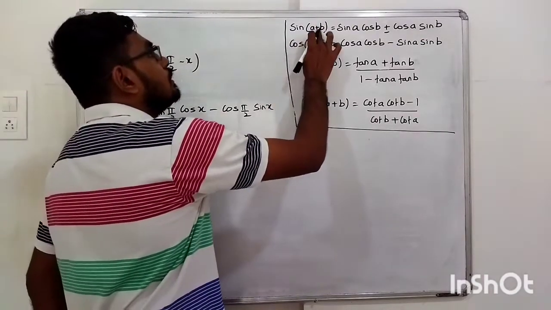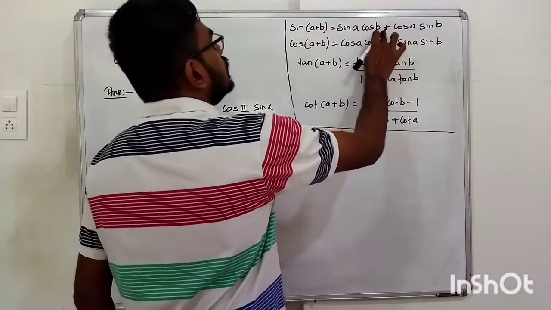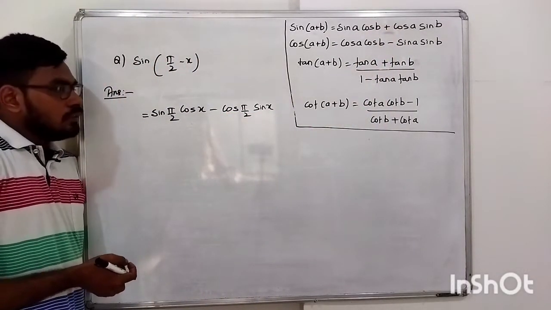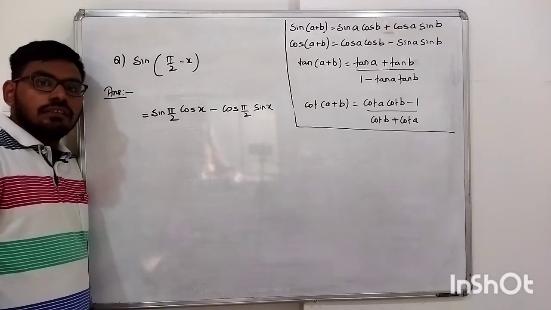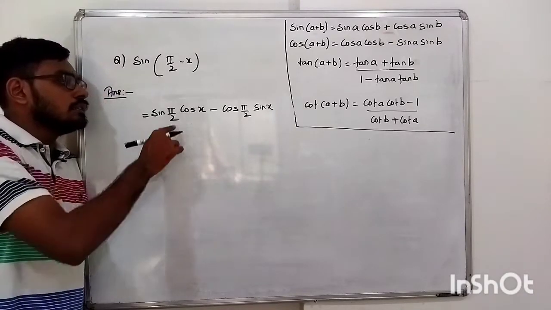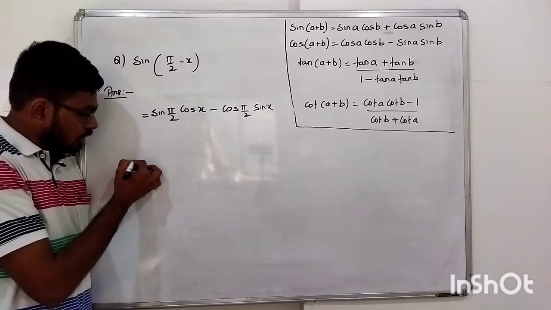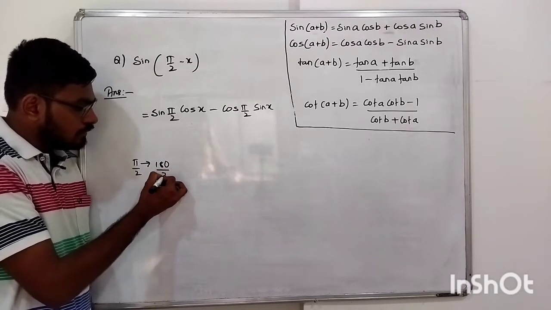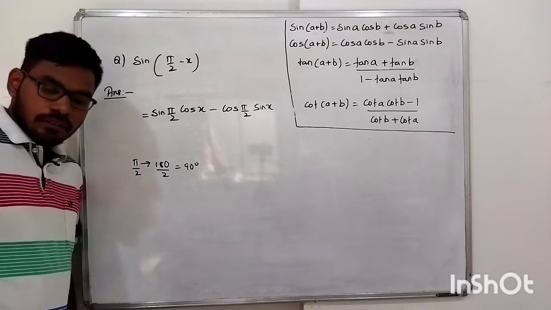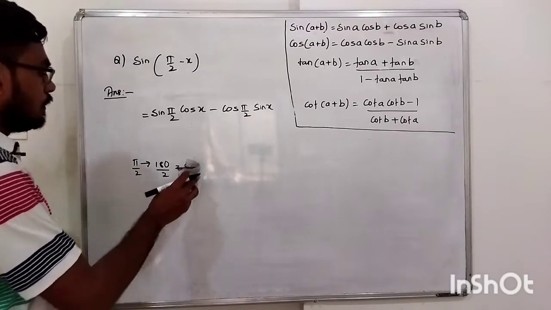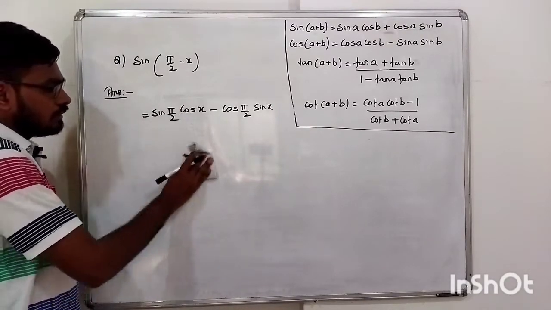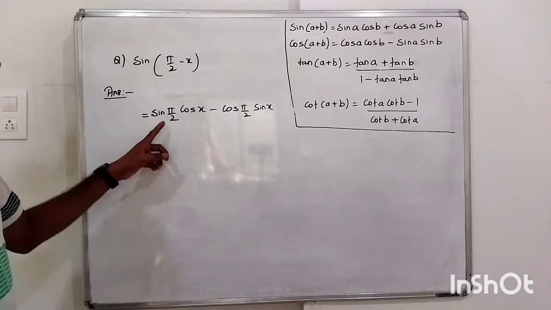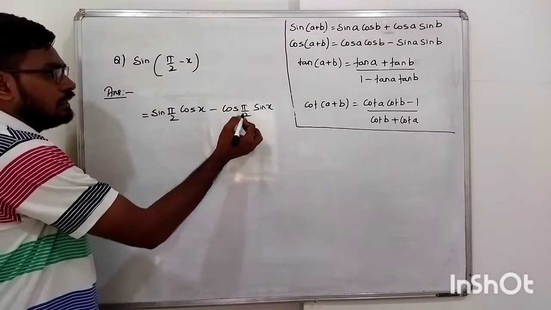Just remember, if you want to convert degrees to radians or radians to degrees, and you don't know what this angle is, the shortcut is: in place of pi, take 180. So it is 180 upon 2, 90 degree. Just remember, this is a shortcut. If you don't know what this is, the answer is in radians. Just remember pi by 2 is 90 degree.